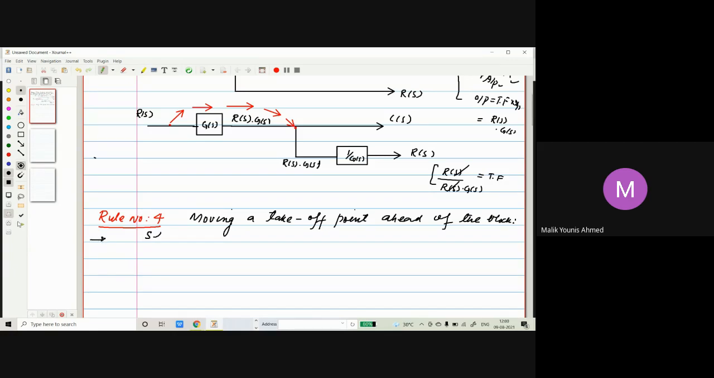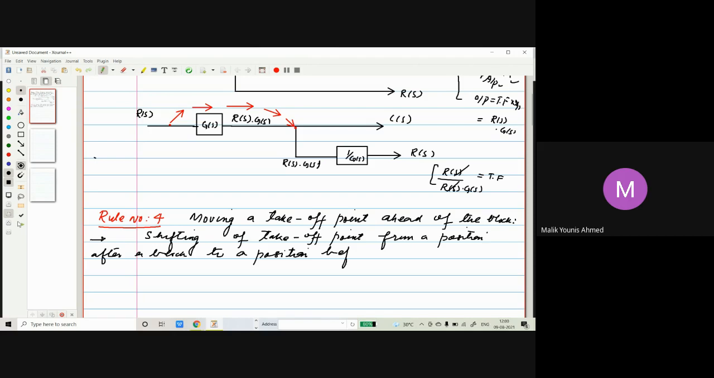So what is the complete rule saying? Shifting of takeoff point from a position after a block to a position before the block, as shown in the figure. So let us see how we can do this.